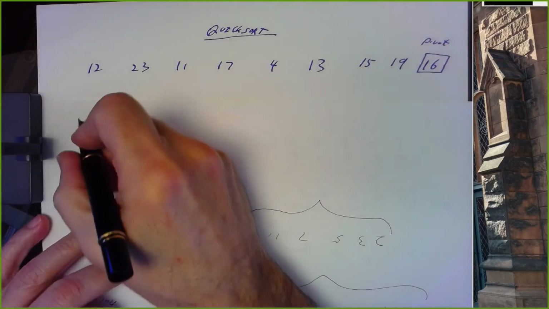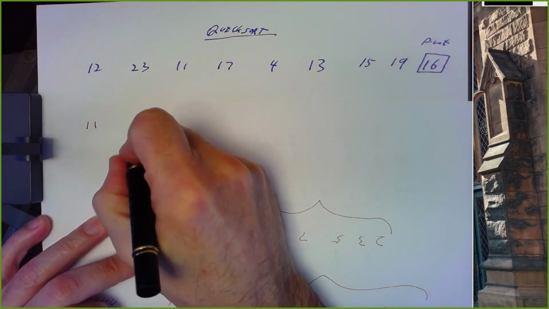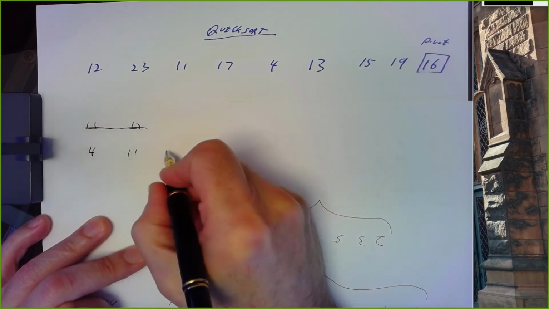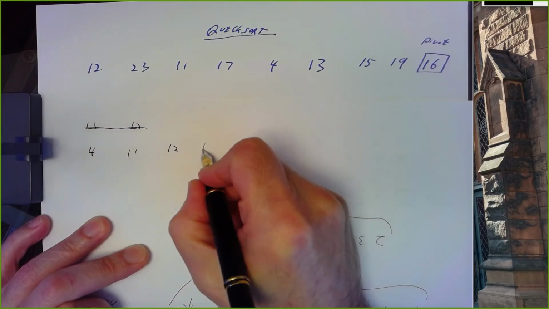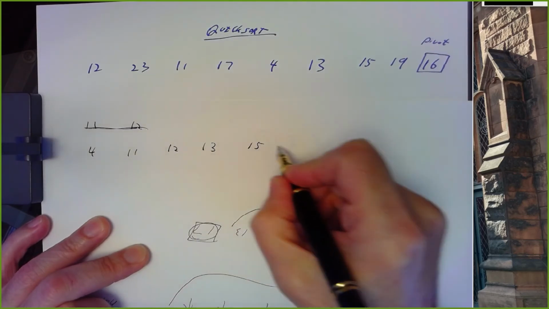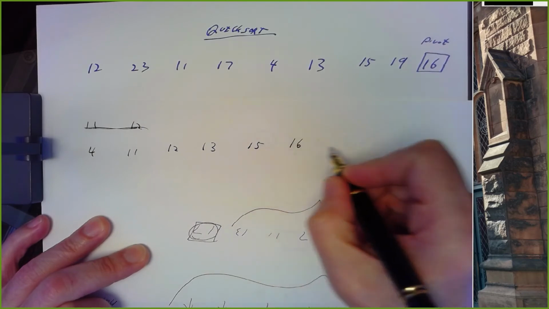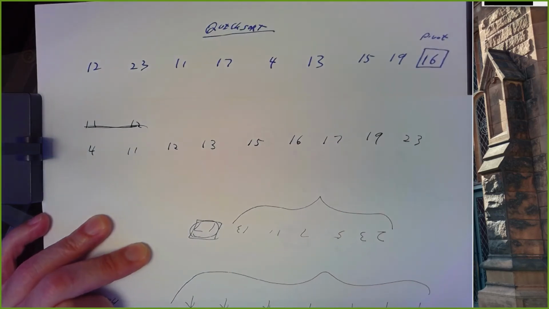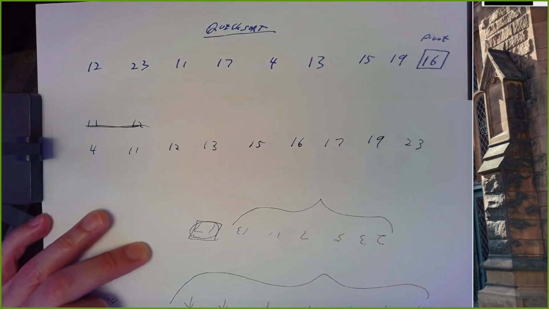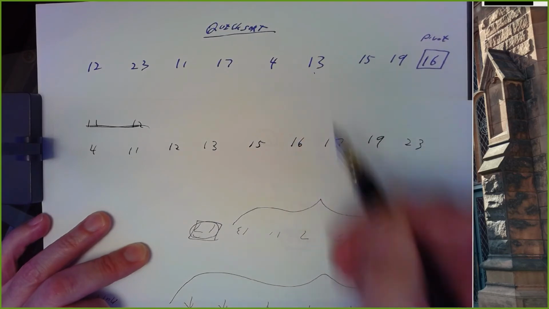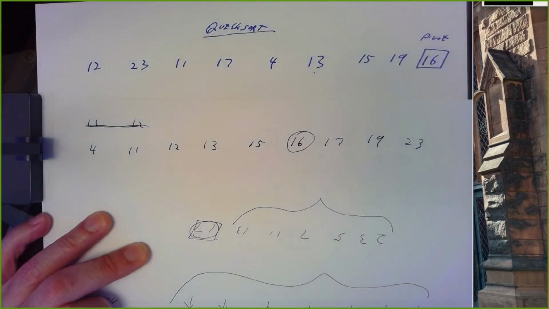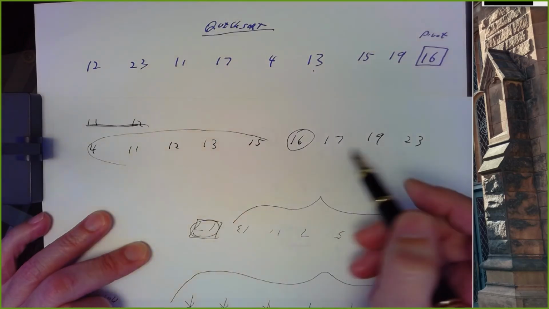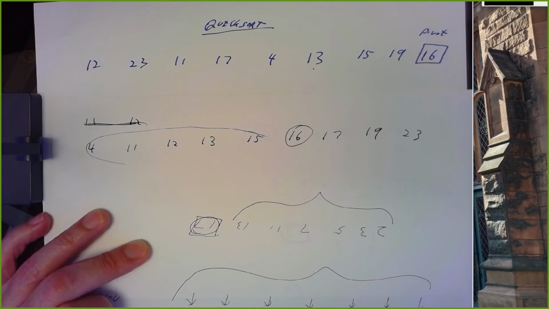When this is finally sorted, we should have a 4, 11, 12, 13, 15, 16, 17, 19, 23. So when we're finally done sorting, the 16 should end up right here. And when we look at the sorted array, everything to the left will be smaller than 16, everything to the right will be bigger than 16.